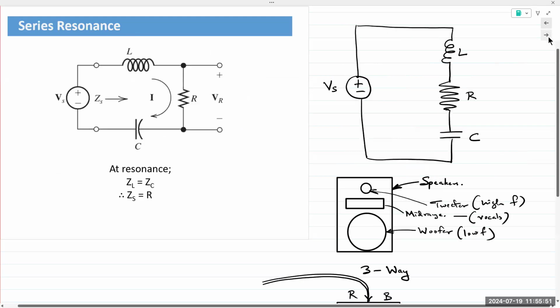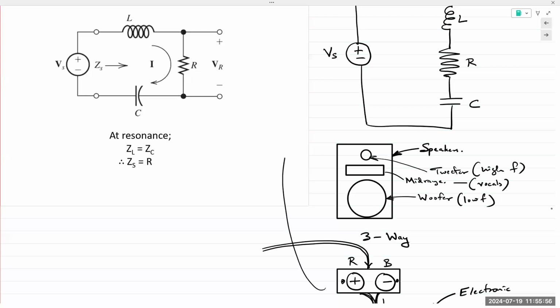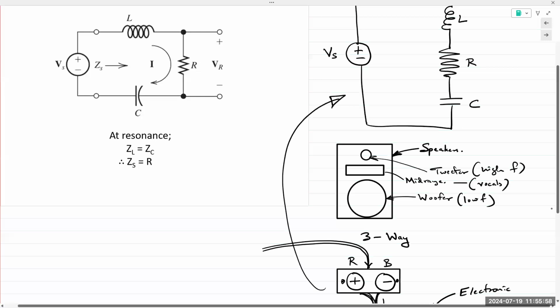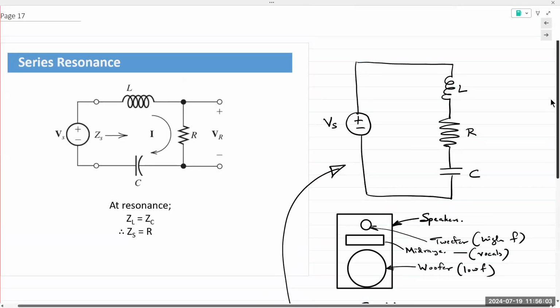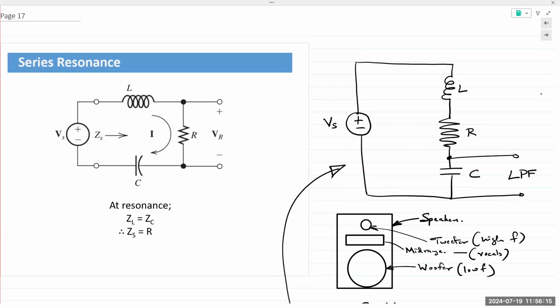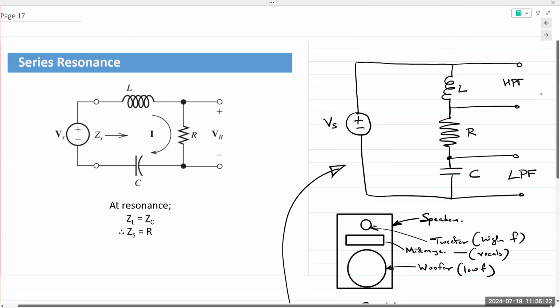Anyway, this crossover network is nothing but our series RLC network, series RLC connection. If you take the output across the capacitor, what do you get? You get the low pass filtering, right? RC circuit, you get a low pass filter option. If you take the output across the resistor, you get the high pass output.